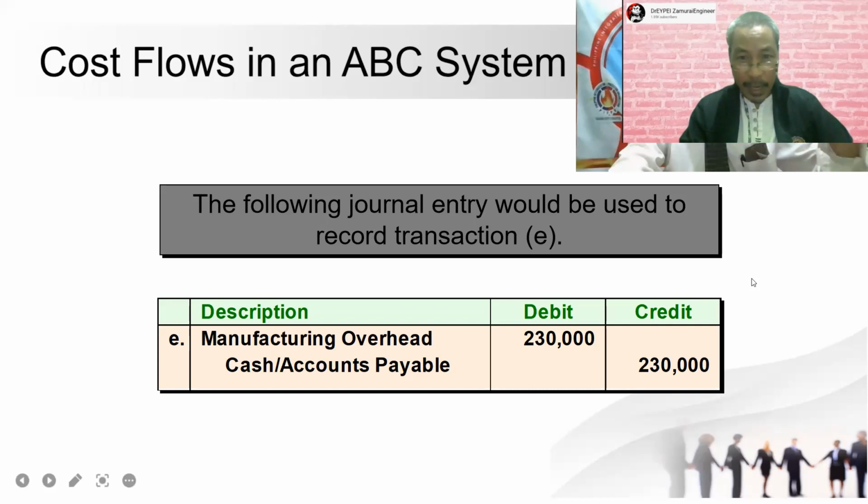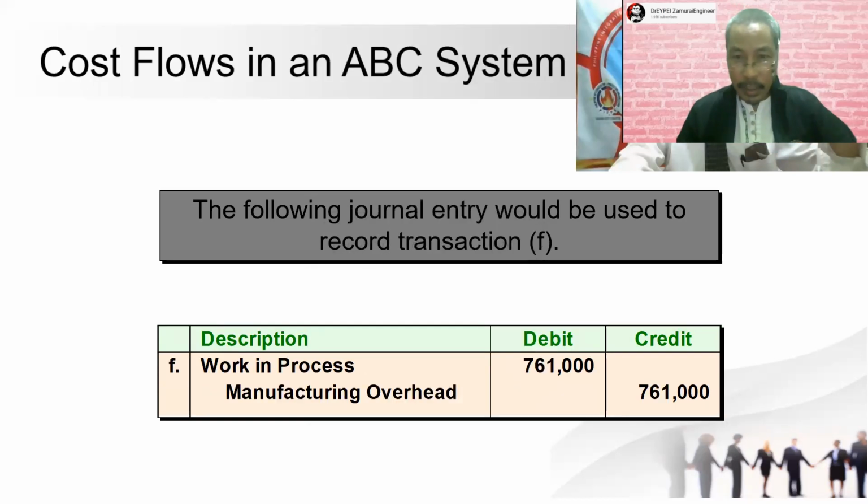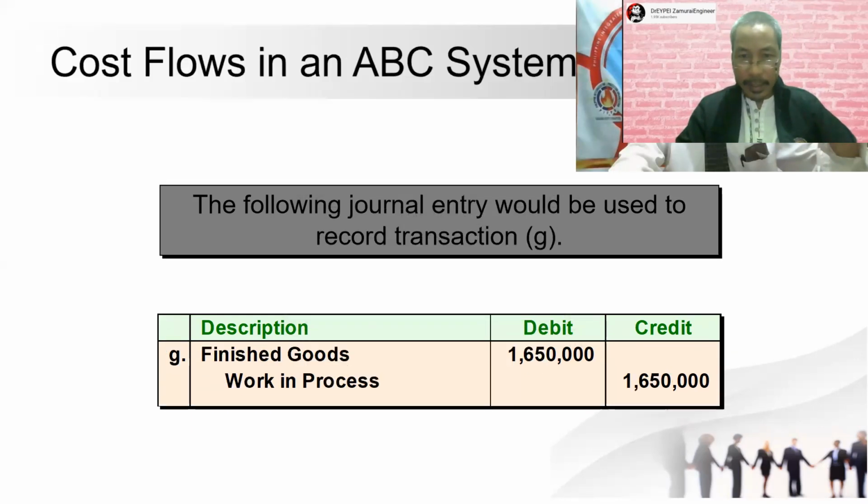If you look back at number 6, this is how you record number 6 in the journal. Work in process again, debit, and manufacturing overhead, credit. And lastly, number 7.